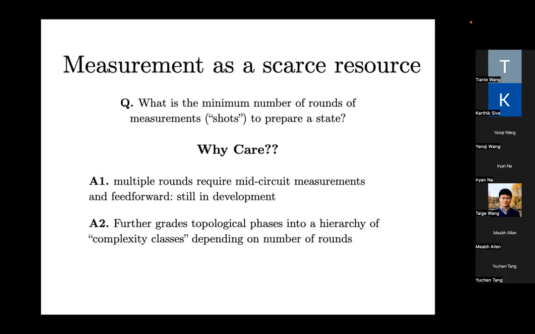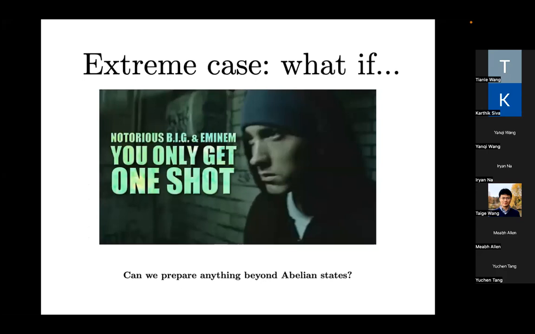This is a valid question to ask practically, but also interesting theoretically, because you know that all topological phases are difficult to prepare. But now, if you ask how many rounds you need to measure, it further grades this into a hierarchy. Maybe some states are easier to prepare than others, right? So the last thing I want to talk about is the extreme case. What if you only allow yourself to measure once? You only got one shot. Can we prepare anything interesting that's not just stabilizer states?